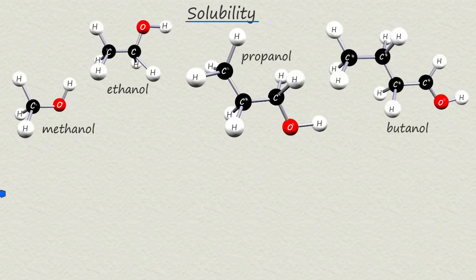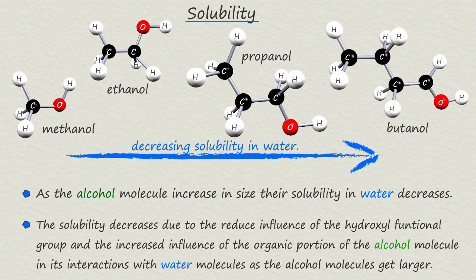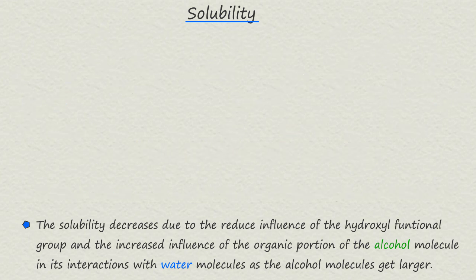The solubility of alcohols in water decreases as the size of the alcohol molecule increases. This is because it is the interactions of the hydroxyl functional group in the alcohol with water molecules that enables an alcohol molecule to mix freely with the water and form a solution. Now, as the size of the alcohol molecule increases, the influence of the hydroxyl functional group begins to diminish and the solubility will decrease rapidly.